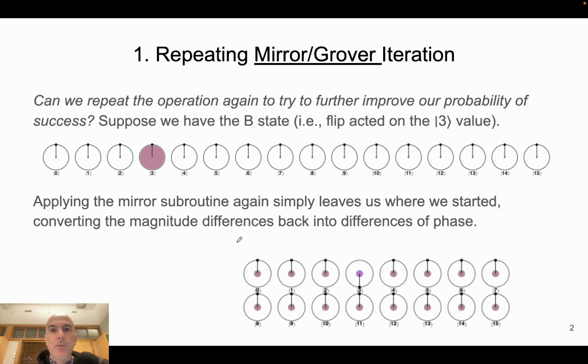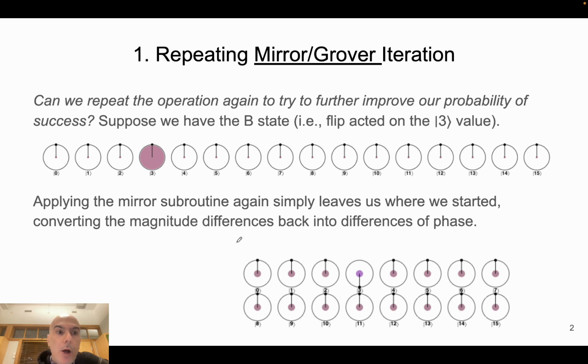In the first phase, we mark a quantum state by flipping the phase using the so-called flip quantum circuit. In the second phase of the algorithm, we transform the relative phase difference into a difference of the magnitude that we can measure, and we're going to use the so-called mirror or Grover iteration.